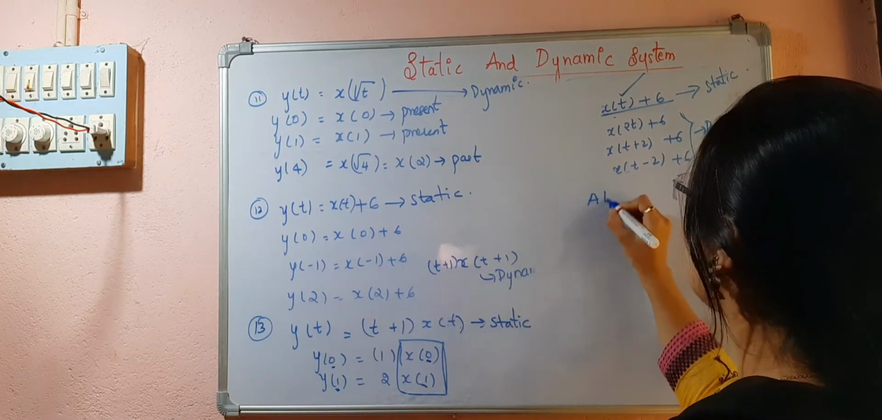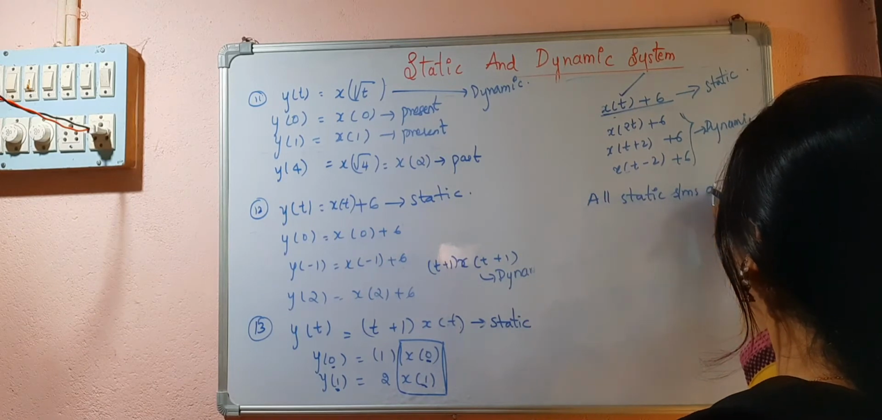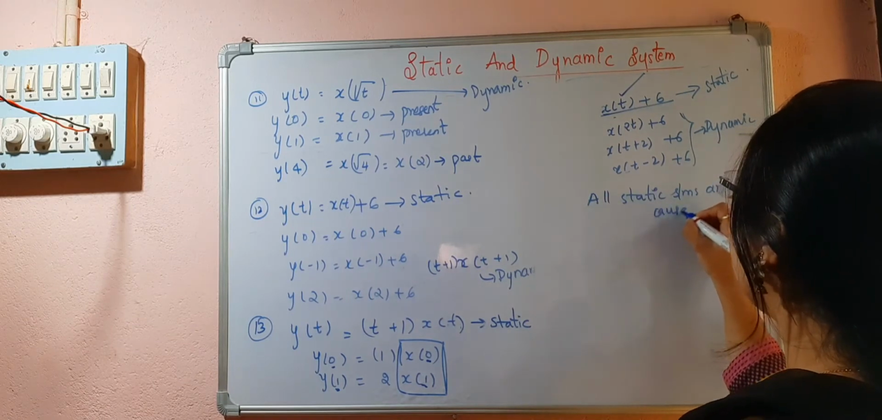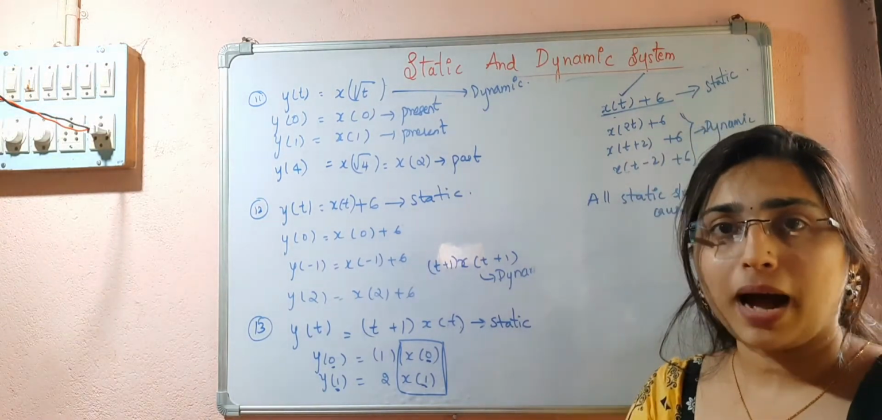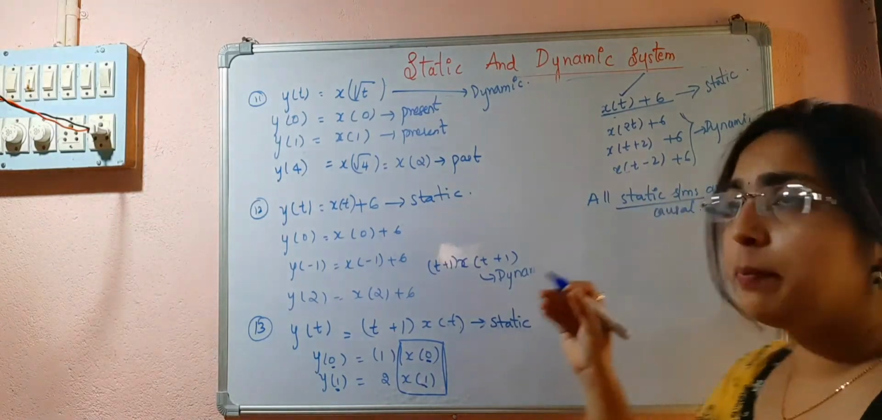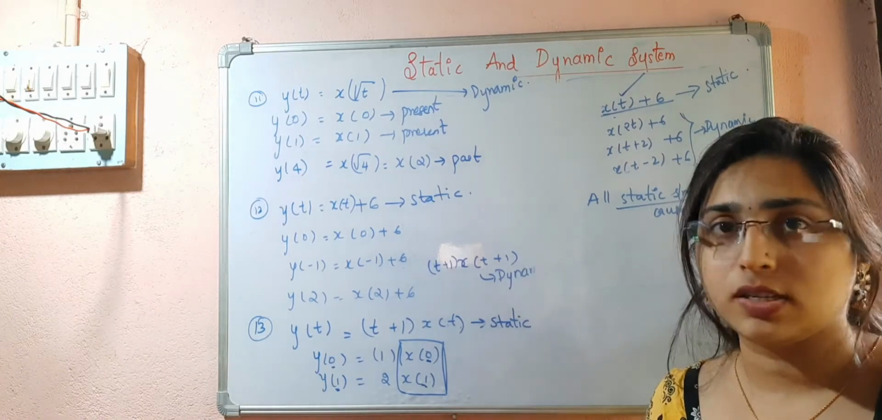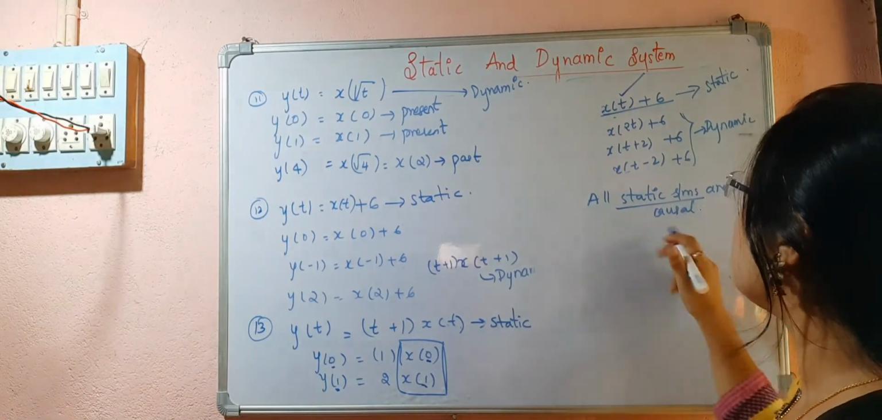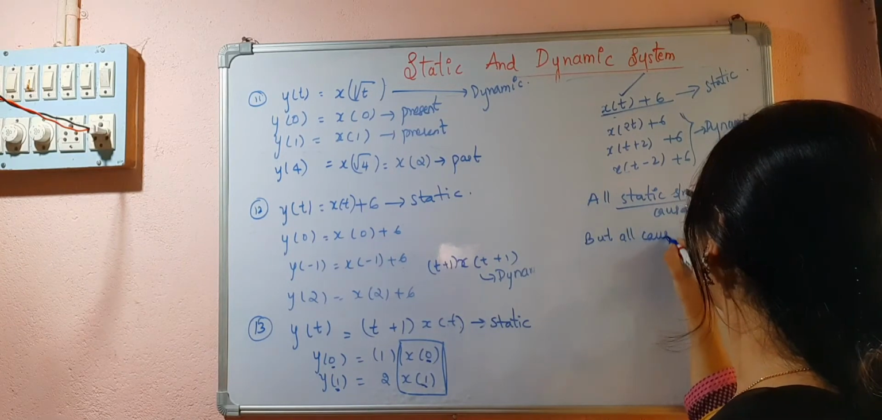All static systems are causal systems. Because you know that a causal system depends upon the past or the present values. So here, the static systems depend only on the present values, so we can categorize them as causal systems. So all static systems are causal, but all causal systems are not static.